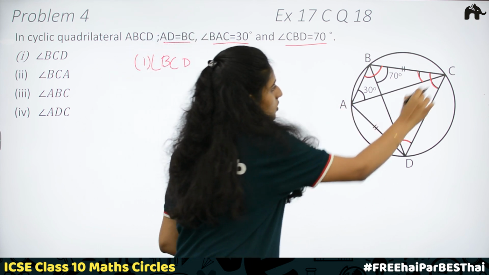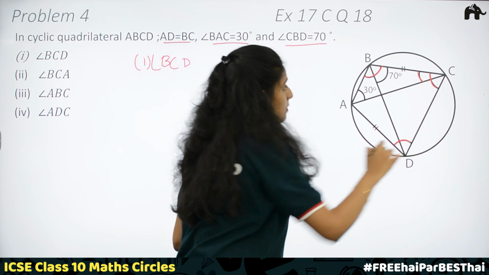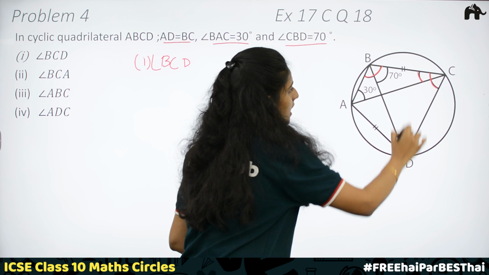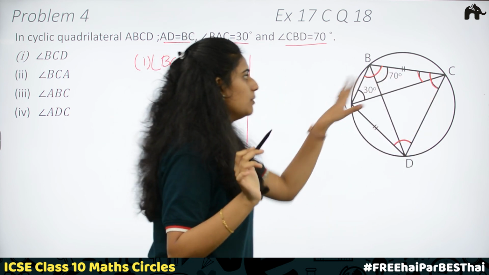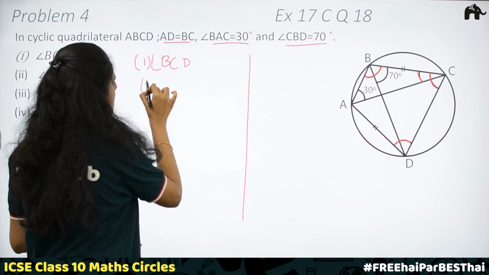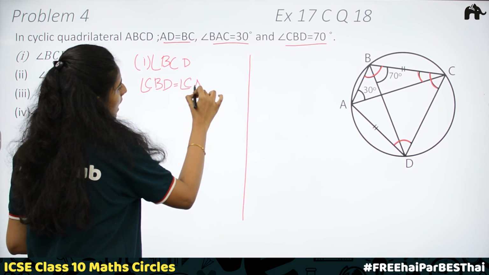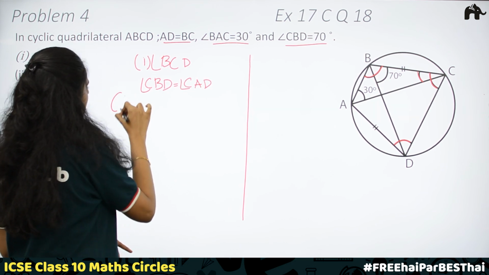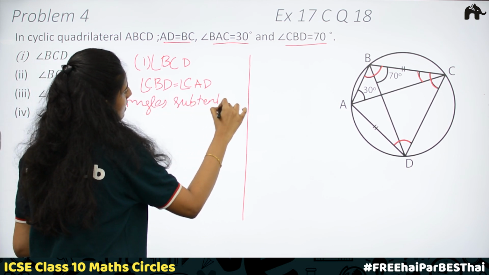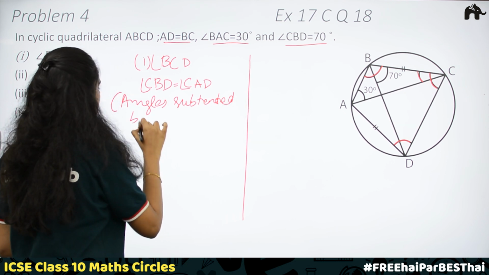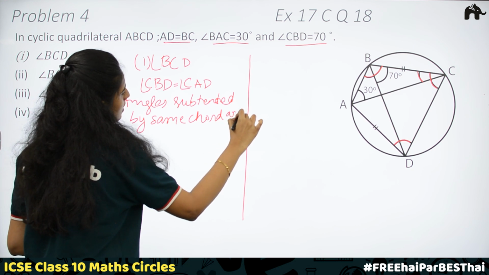Here, when you consider this arc CD, it subtends angles CBD and CAD on the circumference of the circle. Therefore, their measure will be equal. Angle CBD will be equal to angle CAD. What is the reason? Angles subtended by the same chord are equal.